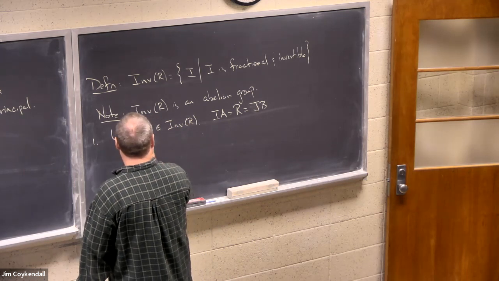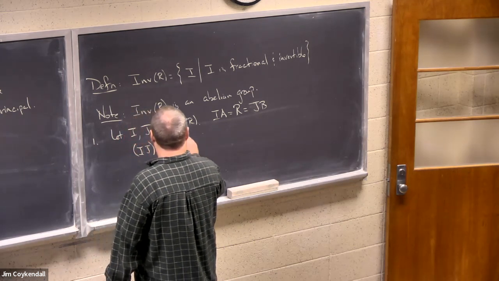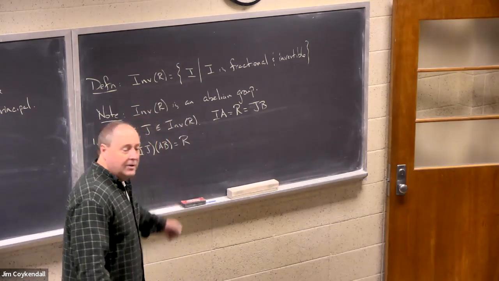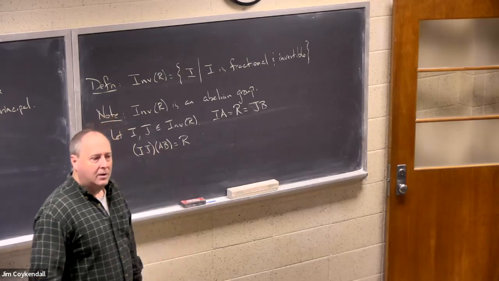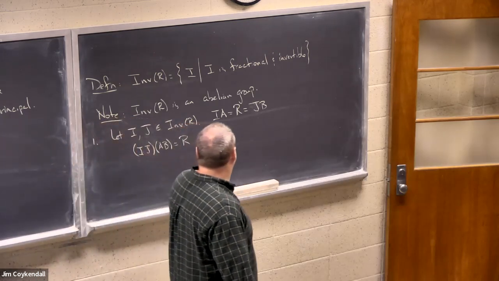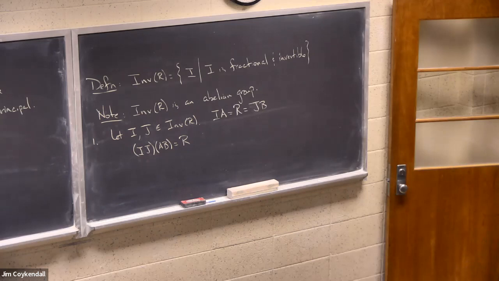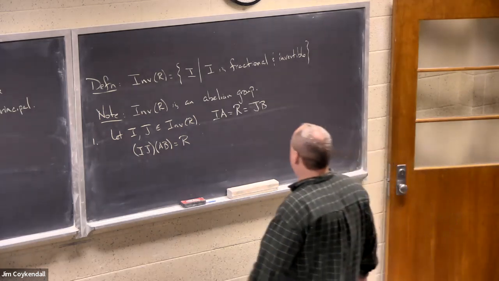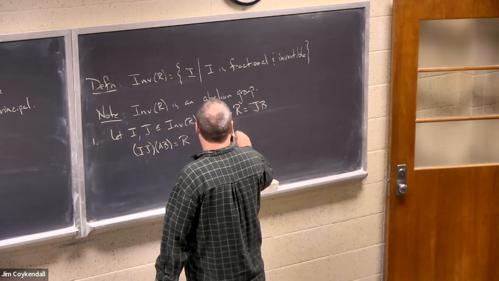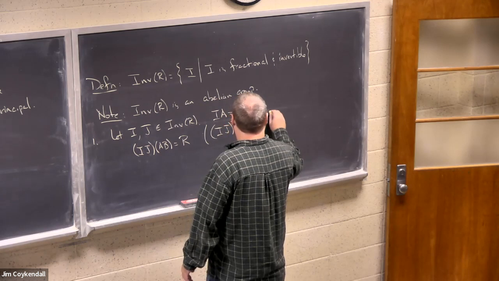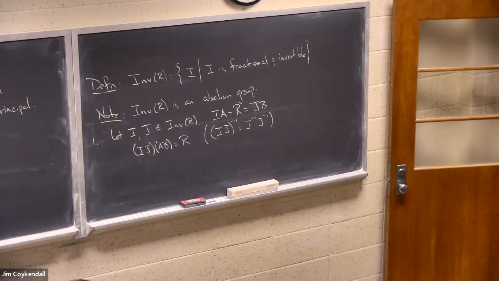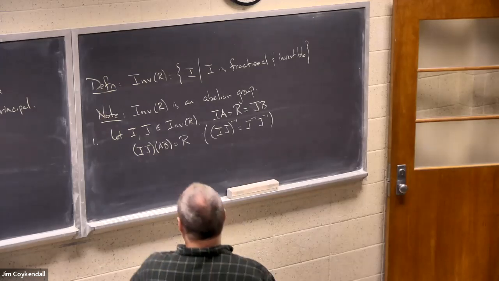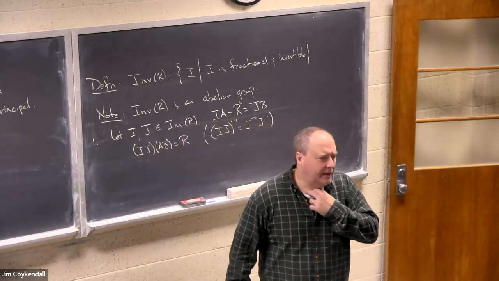Notice that IJ times AB is equal to R. And notice that AB is in fact the inverse of IJ, right? Because anything here times anything here is in R. So that is to say, IJ inverse is AB, and so in particular, the collection of invertible ideals is closed under multiplication of ideals, right? Now, let's see. If I remember, I need an identity element for a group.